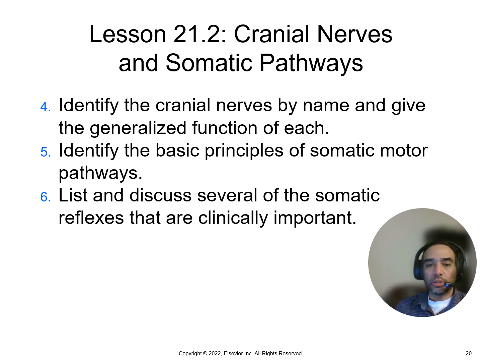21.2, section 2. Wow. Cranial nerves and the somatic pathways. The objectives here are to identify the cranial nerves by name and give the generalized function of each, identify the basic principles of somatic motor pathways, and list and discuss several of these somatic reflexes that are clinically important. We did touch on this a little bit in the Chapter 20 nervous system chapter.